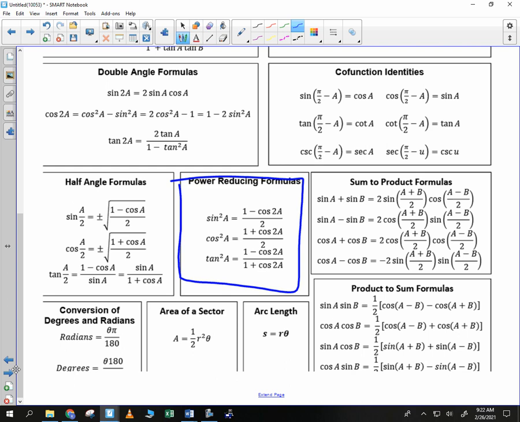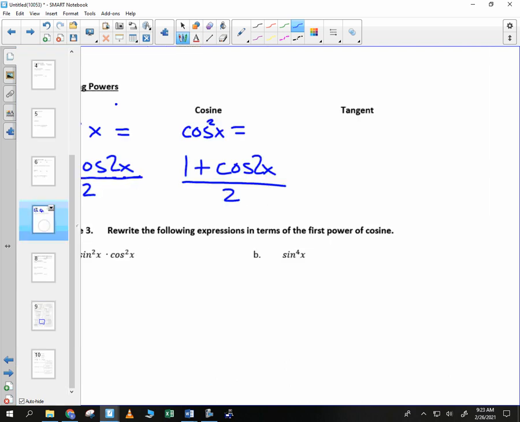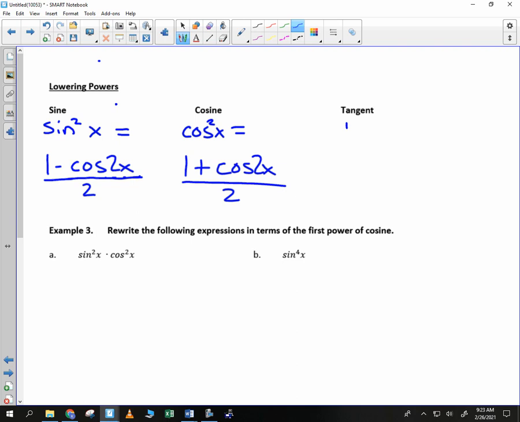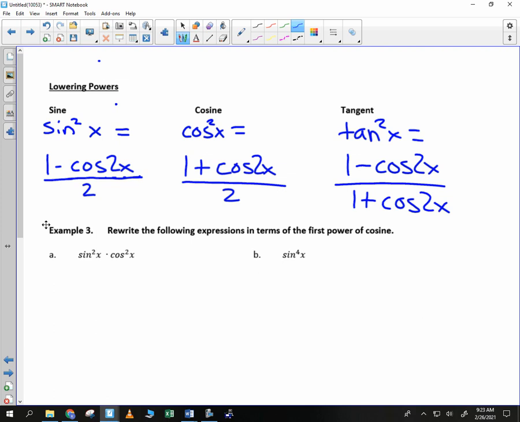And then tangent will just be those two divided. So tangent squared is equal to 1 minus the cosine of 2x divided by 1 plus the cosine of 2x. And those are the 3 formulas. What do they share in common? Yeah, all the formulas involve cosine, okay?